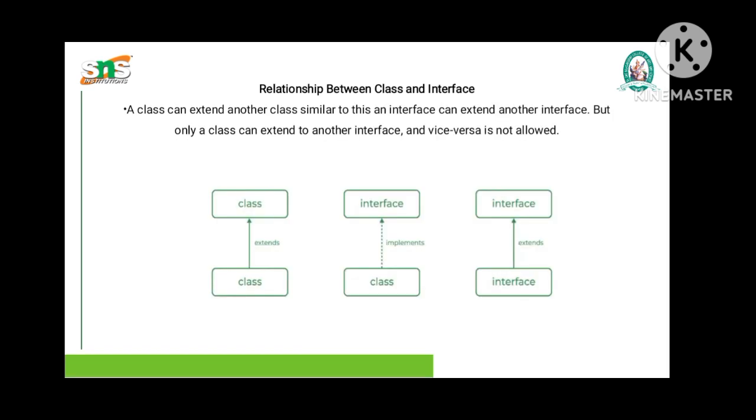Next is the relationship between a class and an interface. A class can extend another class. Similar to this, an interface can extend another interface, but only a class can implement an interface, and vice versa is not allowed. Like abstract classes, interfaces cannot be used to create objects. Interface methods do not have any body. The body is provided by the implementing class. On implementation of an interface, you must override all of its methods.